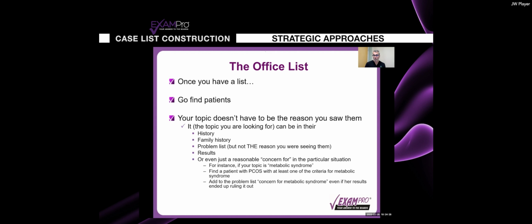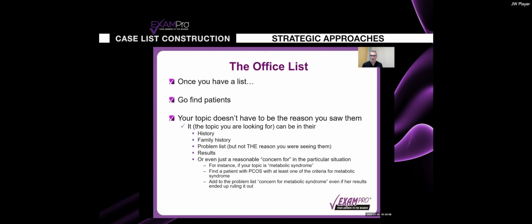It can be a result. It could be a result that you reviewed that was done, a study or a procedure performed by somebody else in another specialty, and you got that result, and you can put that in as a history of. There's a variety of different ways you can use a result in the case list to stimulate a discussion of a particular topic. Or you could even just include concern for in the problem list in a particular patient situation.